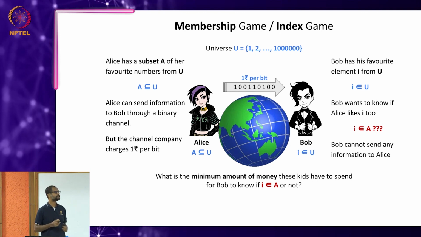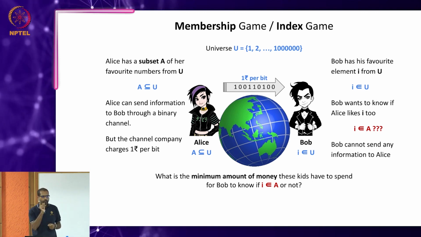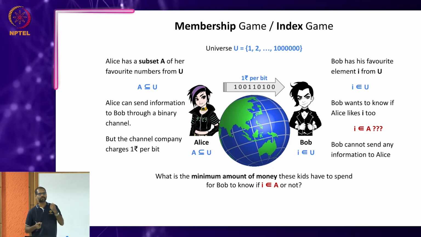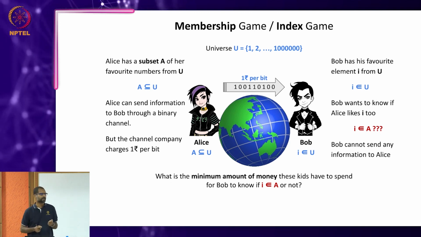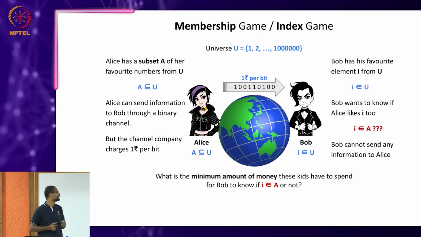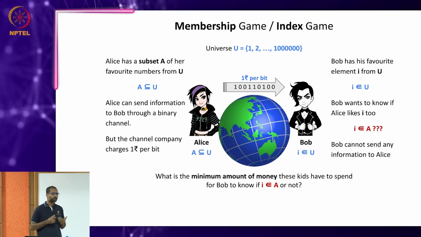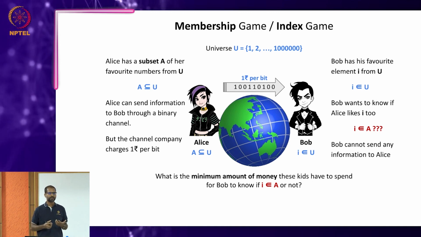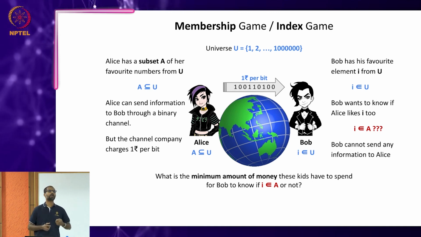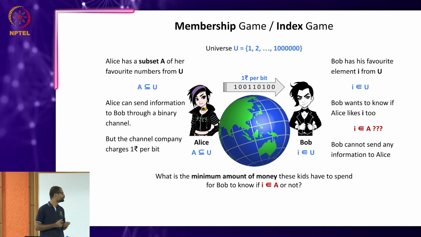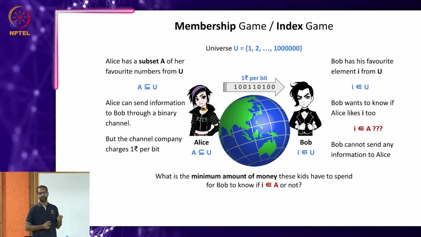Bob, who is on the other side of the globe, has just one element. He's a very picky, very choosy guy. He just likes one number. Maybe he likes 1729. Just one number he likes. That's what it is with him. And Bob would like to know if his favorite number is one of Alice's favorites too. Mathematically, Bob wants to know if I is an element of A.